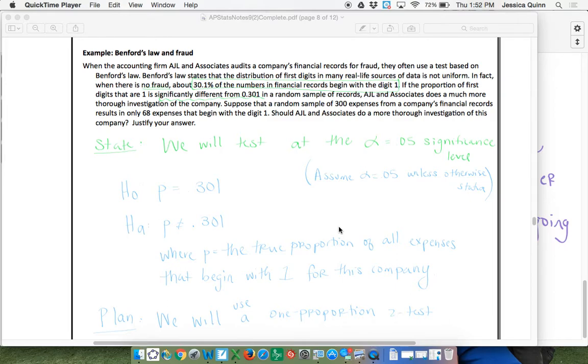If the proportion of first digits that are 1 is significantly different from 0.301 in a random sample of records, AJL and Associates does a much more thorough investigation of the company. So they have a random sample of 300 expenses from some company's financial records, and 68 of them begin with a 1. So they need to figure out, do they need to investigate more? So our state is, we will test at the alpha equals 0.05 significance level. Since they didn't give us a significance level, we'll just use that.